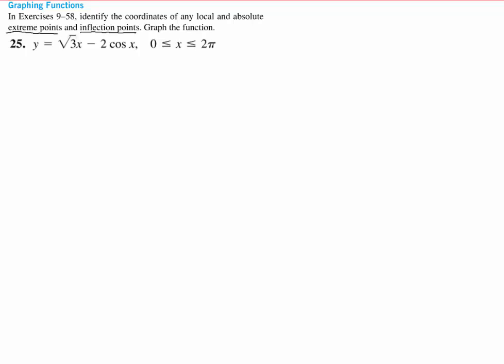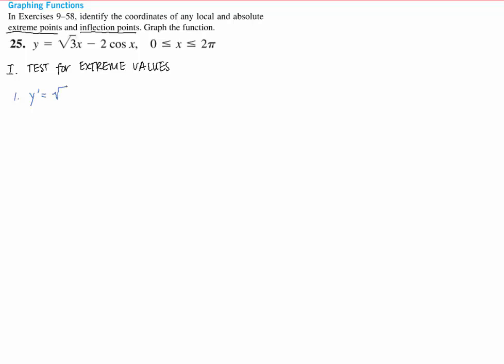So the first thing I'm going to do is just break it up into two easy pieces. First, we'll test for extreme values. We'll use the first derivative test for that, and we just want to find max and minimum values. So remember, the first step, we're to find critical points of the first derivative.